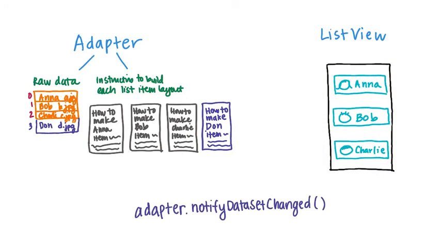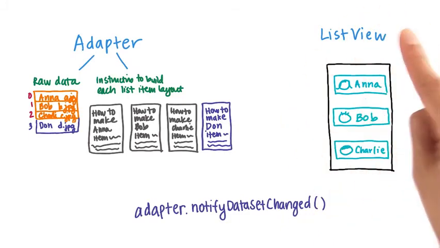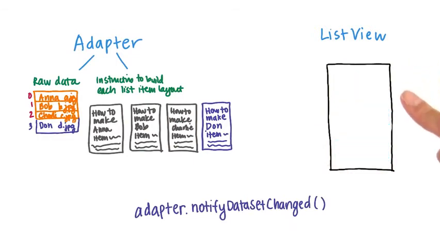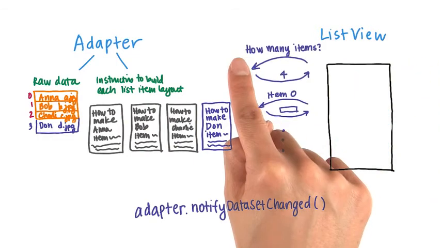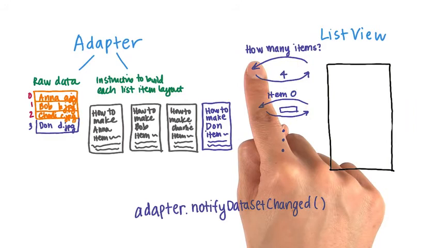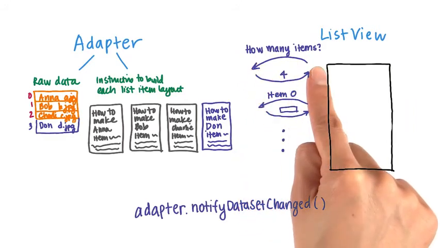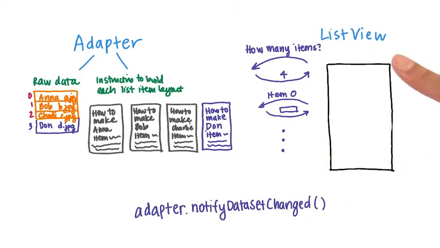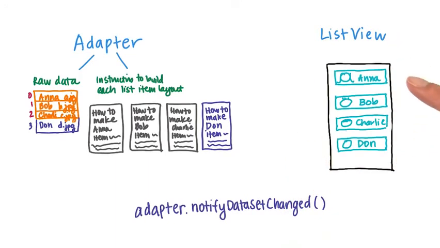And lucky for us, there's a method called adapter.notifyDataSetChanged. This notifies any attached observers, like this one, that the underlying adapter data has changed. Then the list view needs to populate its children again. So it asks the adapter how many items there are, and the adapter responds with 4. Then the list view goes and fetches each one individually until it fills up the screen. And it's through that method that the list view is able to get all its list items.